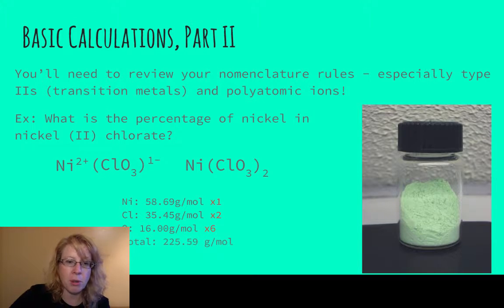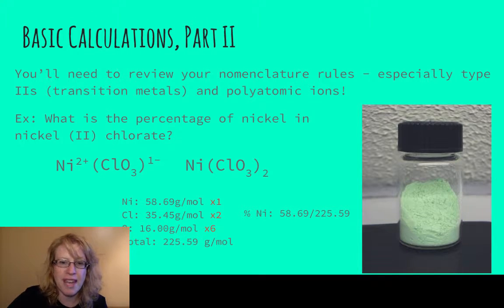So here's our total molar mass, which is 225.59 grams per mole. Now the percent composition: I just need to know how much nickel it is out of how much total it is. So it's this calculation right here, 58.69, which is the mass of the nickel, divided by 225.59, which is the mass of the whole compound, and I get a final answer of 26.02% nickel in there.